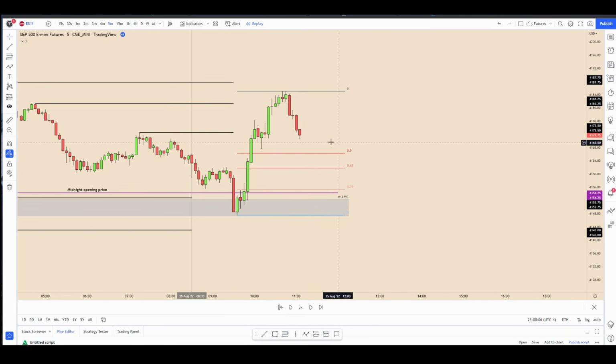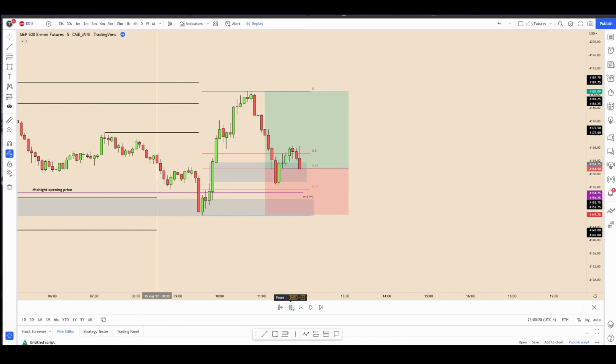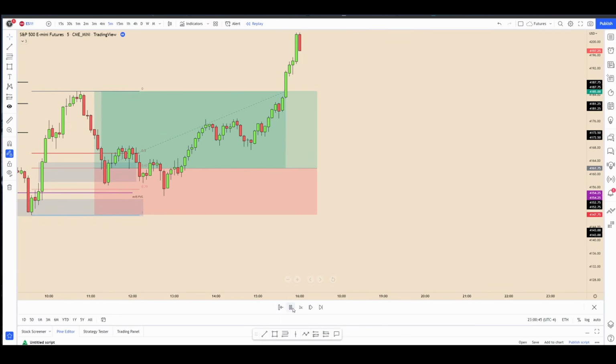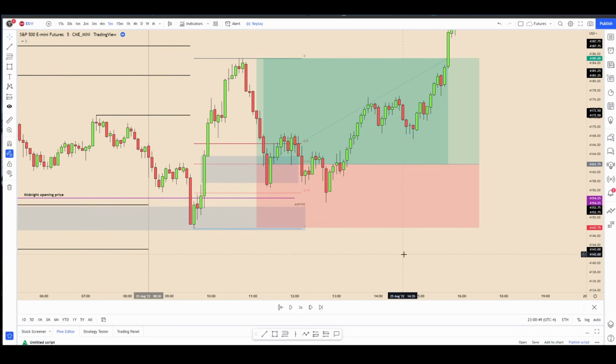To get long, you would want to see a retracement into this area. Well, we have a fair value gap here, 0.62 fib. So then if you miss this first entry, you could always get long around this 0.62 fib, risk the low here, and then you would want to be targeting highs, right? And you can see even if you miss the first entry, you can still get secondary entries in, right?